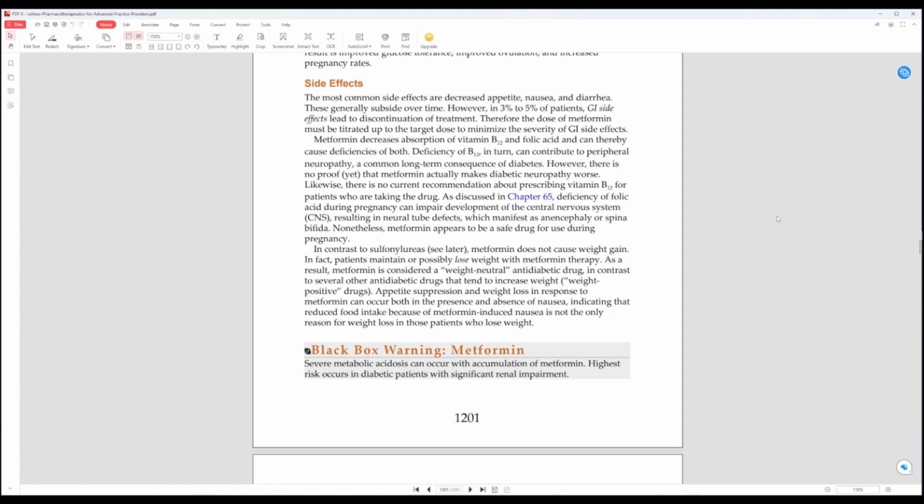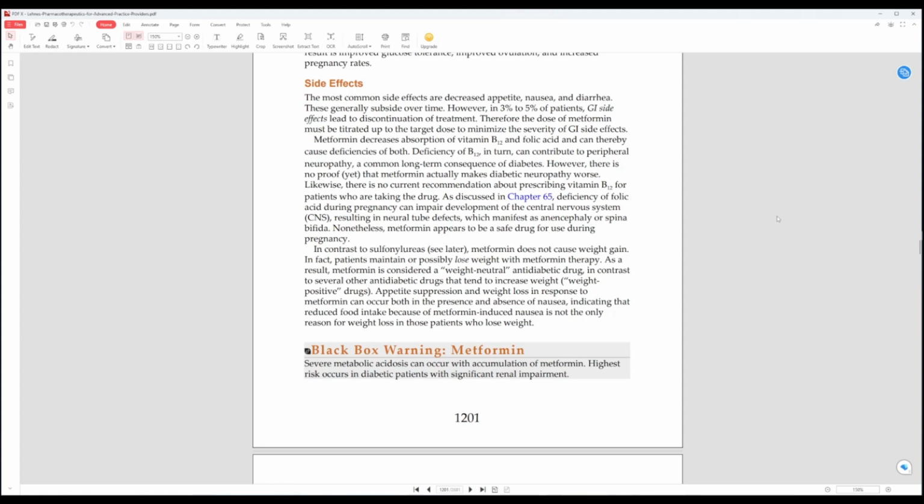However, in 3 to 5% of patients, GI side effects lead to discontinuation of treatment. Therefore, the dose of metformin must be titrated up to the target dose to minimize the severity of GI side effects. Metformin decreases absorption of vitamin B12 and folic acid and can thereby cause deficiencies of both. Deficiency of B12, in turn, can contribute to peripheral neuropathy, a common long-term consequence of diabetes.